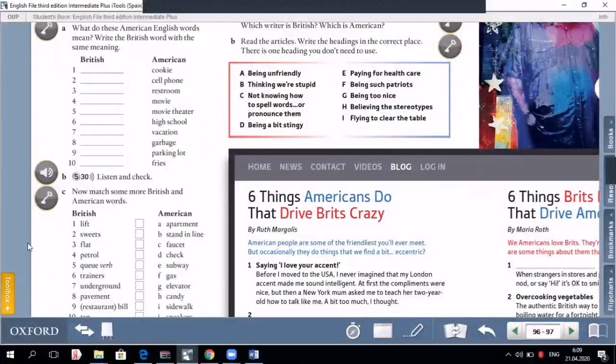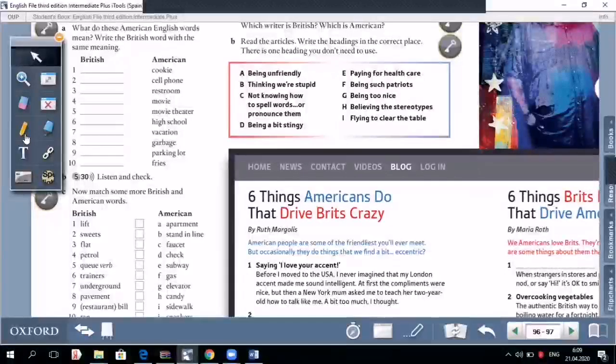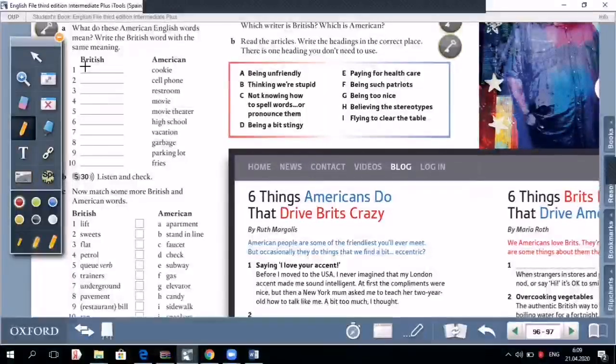Now let's use our toolbox, for example. Yes, we have a pen. You see, let's take one pen and then we can write here. Cookie, for example. Let's say candy, yes, here. The next word, telephone, we have the word mobile phone, yeah? Then we have, for example, restroom. Let's say here, what do you know? Maybe toilet, yeah? In this way. Then also maybe fries, parking lot, garbage, vacation. Maybe here, vacation, we have the word we use for holidays. Now, you see, in this way, you should fill all the gaps. Then we have, for example, the word also movie. We know the water, we use the word fields, yes?